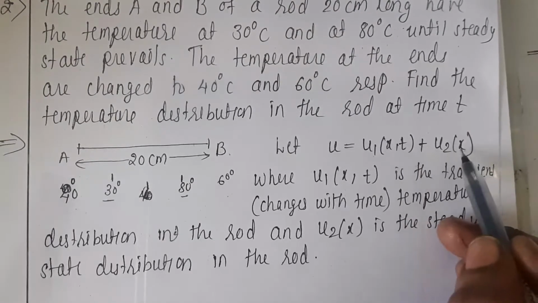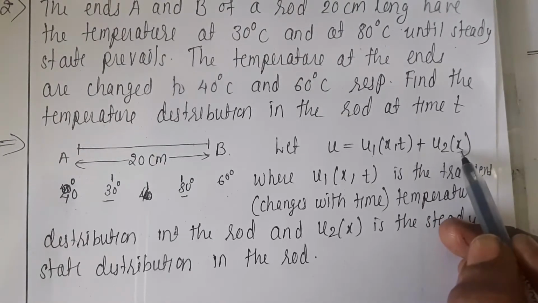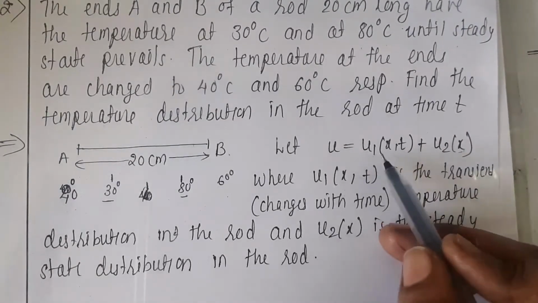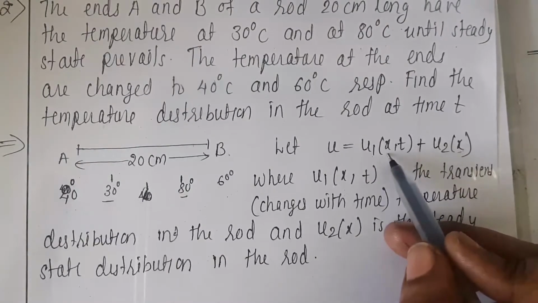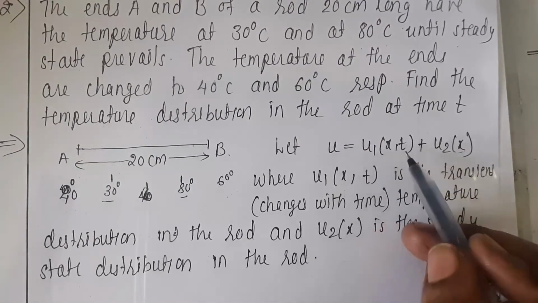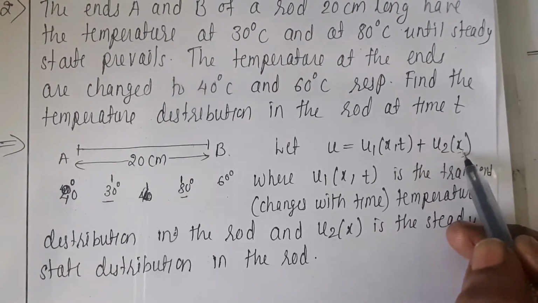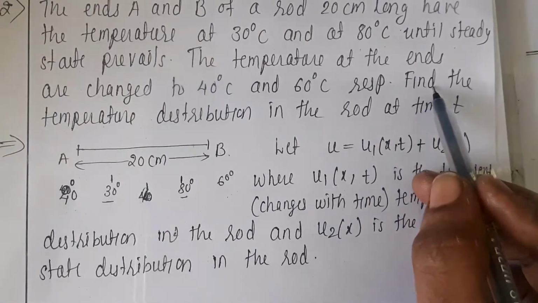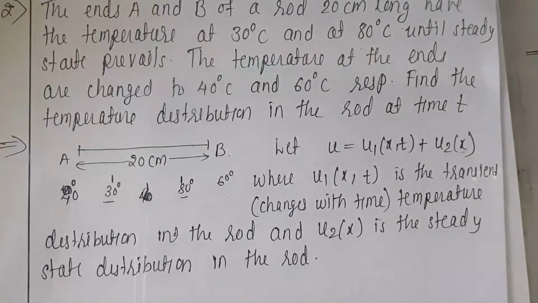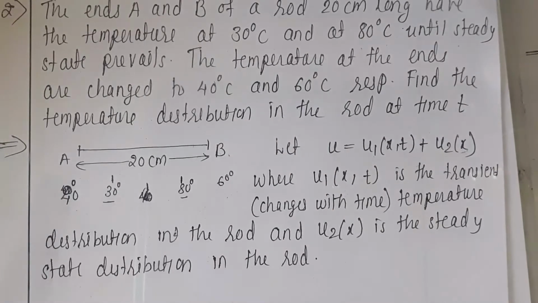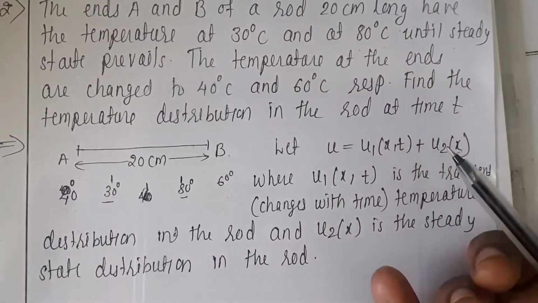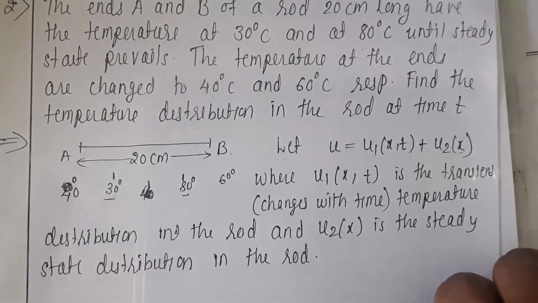What is the meaning of this? Means this u2 is dependent only on the distance, not on the time. Here this u1 is dependent on x as well as t. Means this temperature changes with time, this temperature does not change with time. So same thing I have written. Next part of the question is find the temperature distribution in the rod at time t. Means we have to find out at any time what will be the temperature change, before coming to steady state or after coming to steady state, that we want to find out.